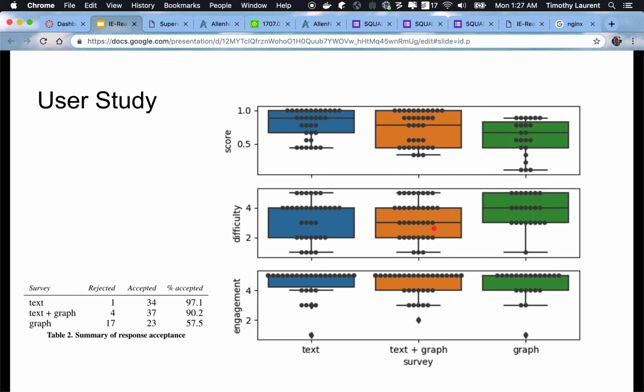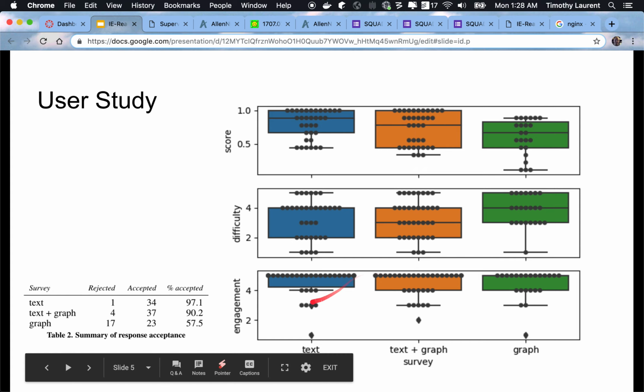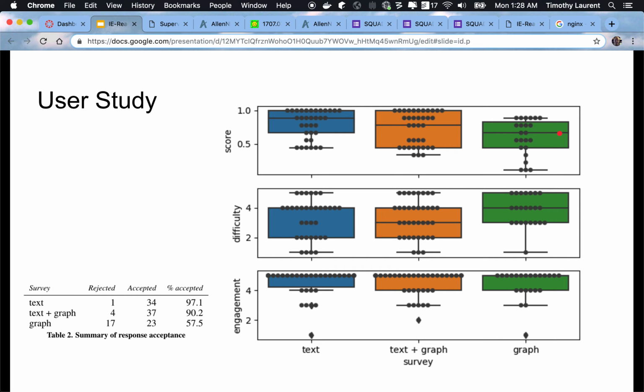Overall, people didn't feel like it was more difficult unless the whole text was taken away. Then it did tend to have more self-reported difficulty, and overall the engagement was good across the whole thing. So I think what this tells us is that the way the graphical interface was presented didn't actually add to people's comprehension.